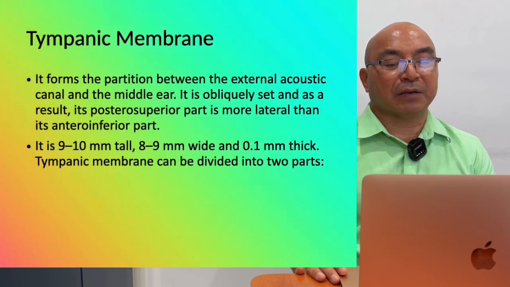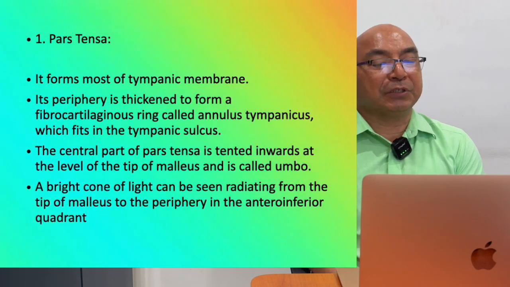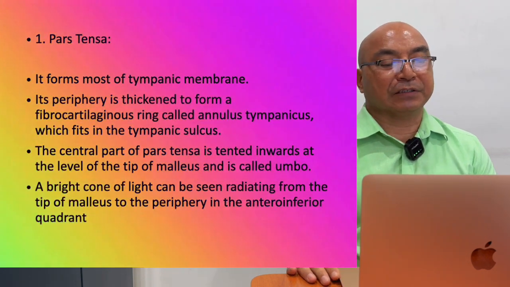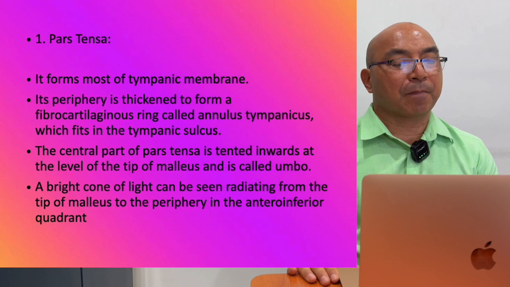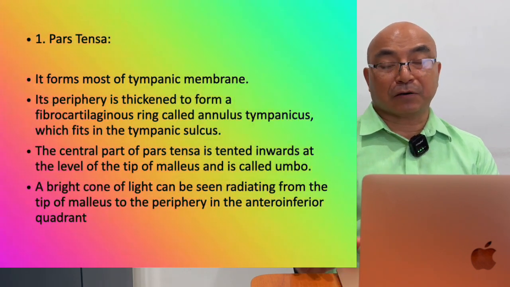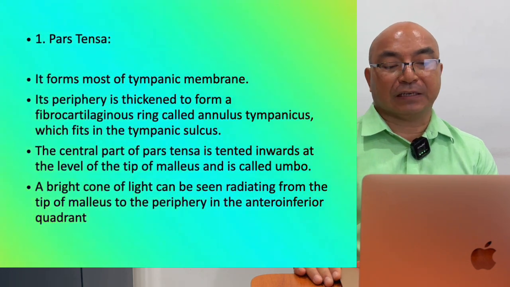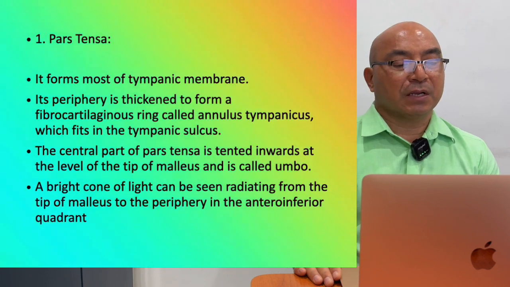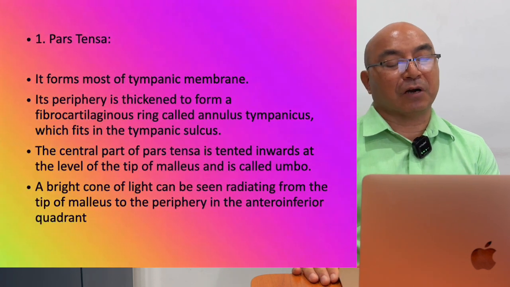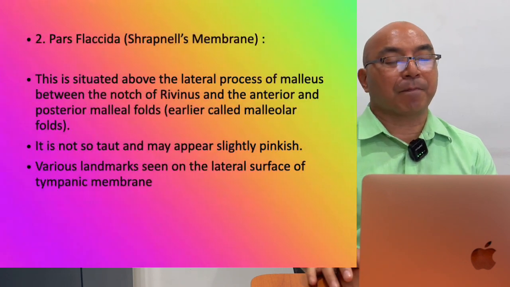The tympanic membrane can be divided into 2 parts. The pars tensa forms most of the tympanic membrane. Its periphery is thickened to form a fibrocartilaginous ring called the annulus tympanicus, which fits in the tympanic sulcus. The central part of the pars tensa is dented inwards at the level of the tip of the malleus and is called the umbo. A bright cone of light can be seen radiating from the tip of the malleus to the periphery in the anteroinferior quadrant.